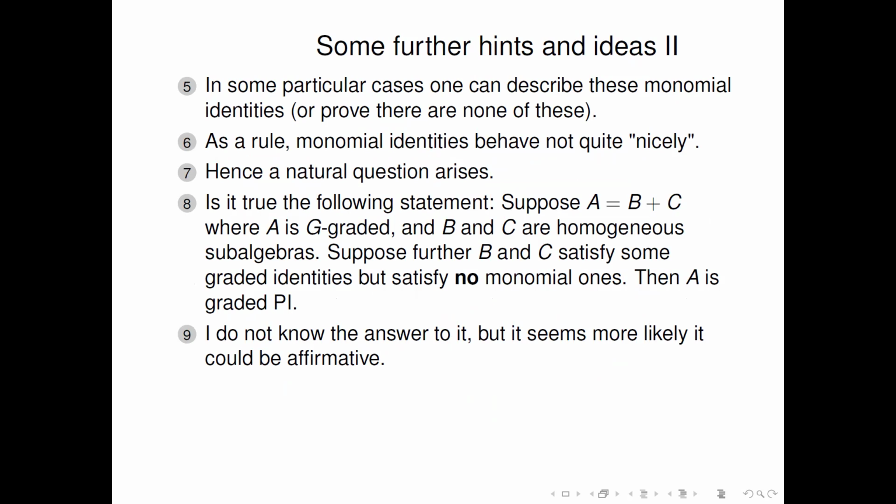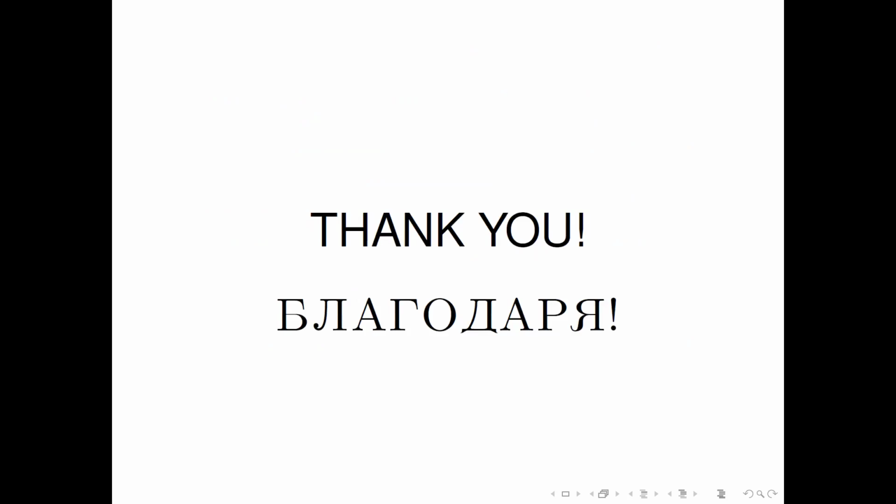And here is a natural question, I do not know the answer. Let us suppose, once again, that A is a sum of two homogeneous subalgebras in the grading. And let us suppose B and C satisfy some graded identities, but no monomial identities. Then maybe A will be graded PI. I do not know the answer, but it seems to me it might be affirmative. I don't know. And that's it.